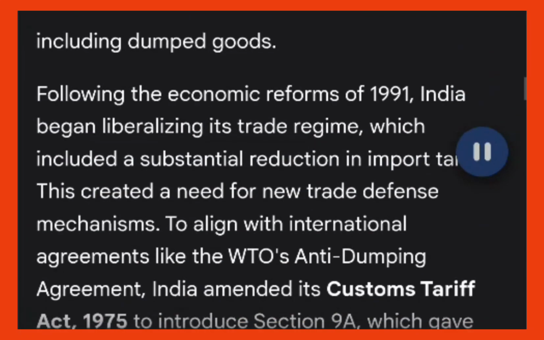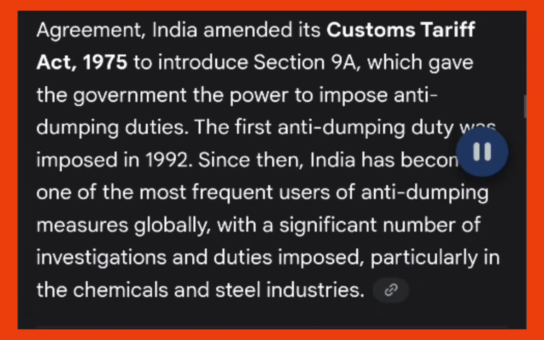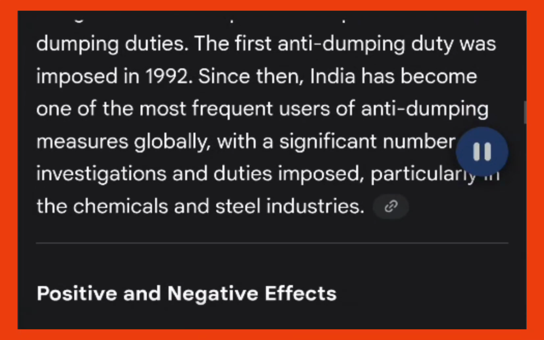Following the economic reforms of 1991, India began liberalizing its trade regime, which included a substantial reduction in import tariffs. This created a need for new trade defense mechanisms. To align with international agreements like the WTO's anti-dumping agreement, India amended its Customs Tariff Act, 1975 to introduce Section 9A, which gave the government the power to impose anti-dumping duties. The first anti-dumping duty was imposed in 1992.